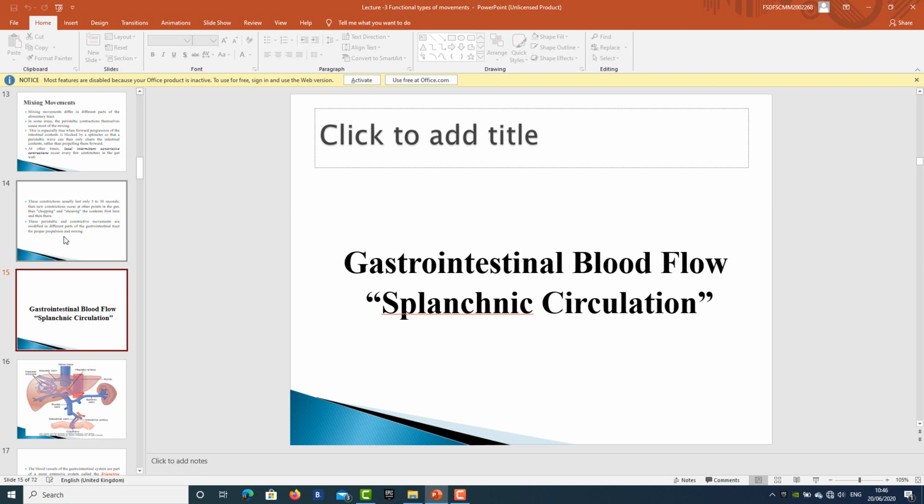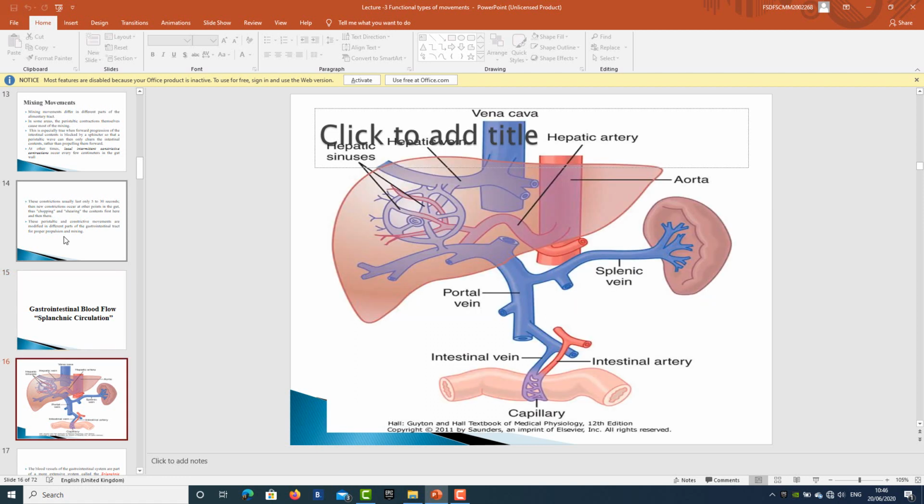Now let's talk about the splanchnic circulation. Now what is this term, splanchnic circulation? See this diagram, you can see the venous supply, the arterial supply, what is this portal circulation, how the liver is helping.